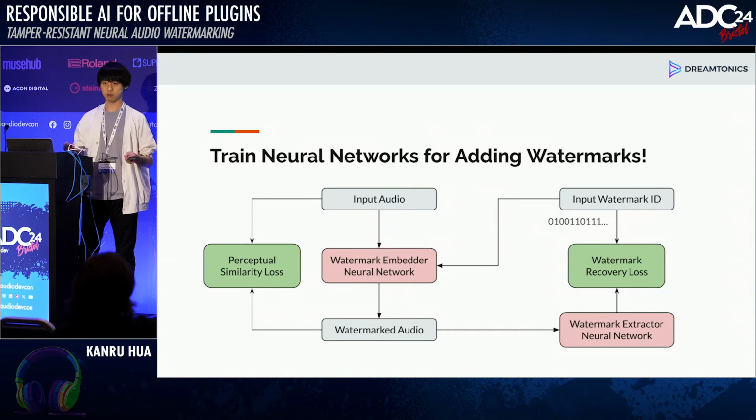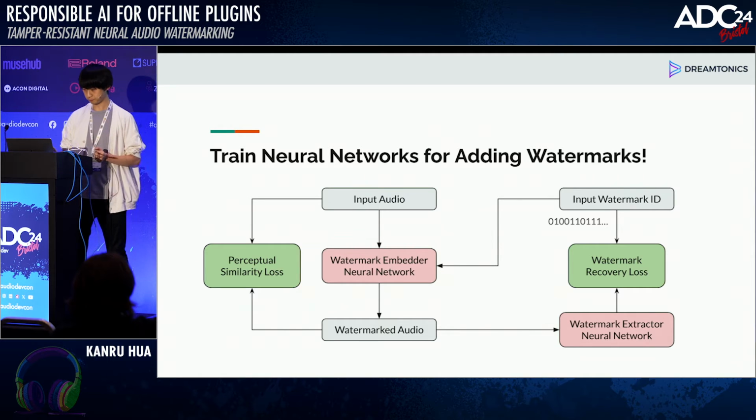And when you're training them, you train both networks together. So it's a little bit like a game. It's like an adversarial setting where one network is trying to defeat the other. And when you train them together, they end up producing a strong enough watermark that is inaudible to the human ear, but it's still pretty robust.